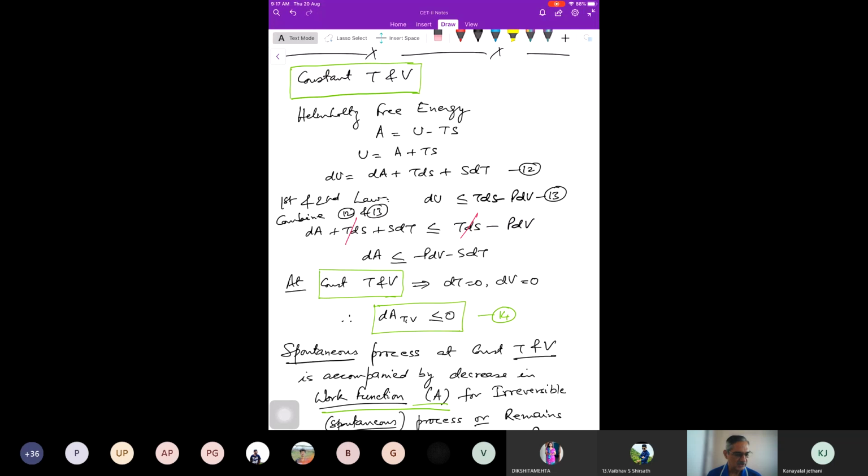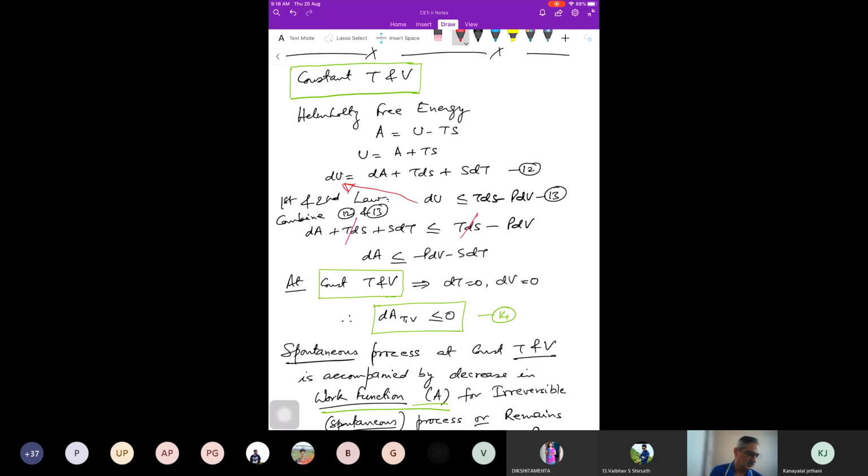So Helmholtz free energy is A is equal to U minus TS, and we know that U is equal to A plus TS. इधर लेके आए तो, so dU will be equal to dA plus TdS plus SdT, taking total derivative of our equation. Okay, and first and second law combined is dU is less than or equal to TdS minus PdV. We have seen this before.